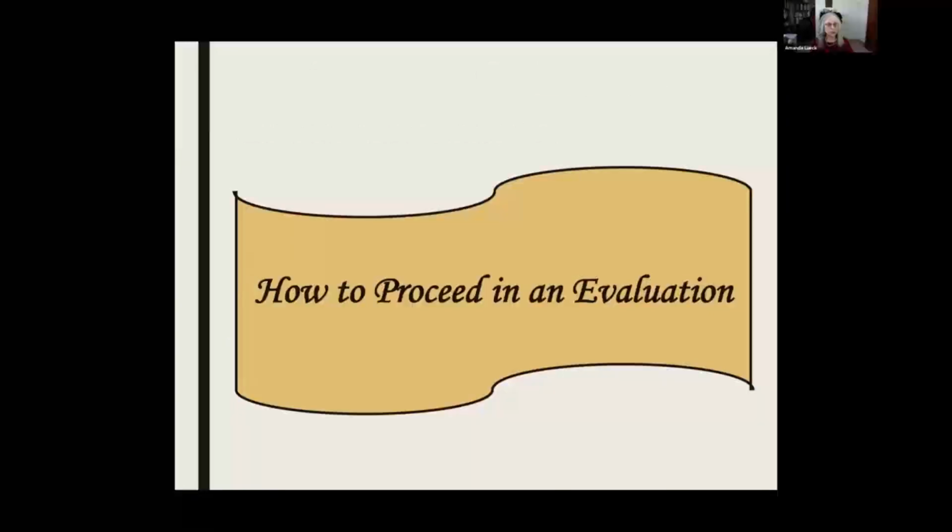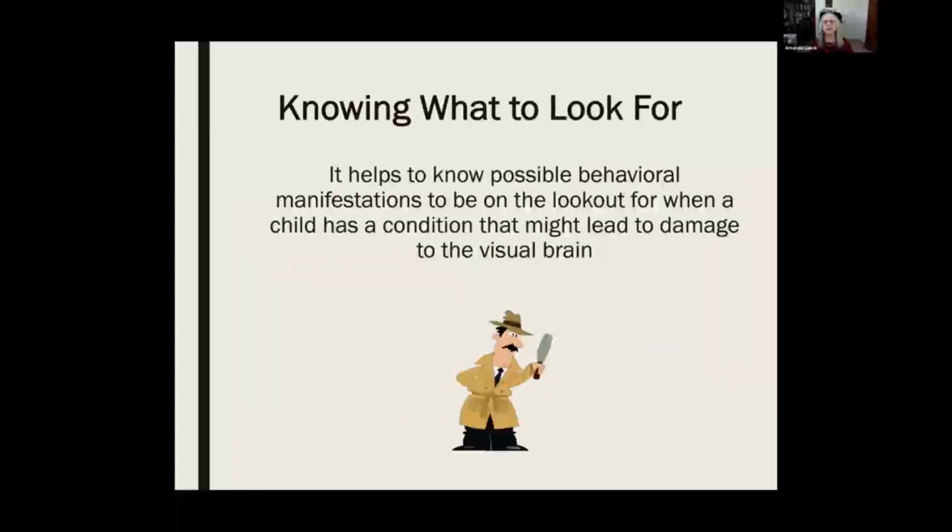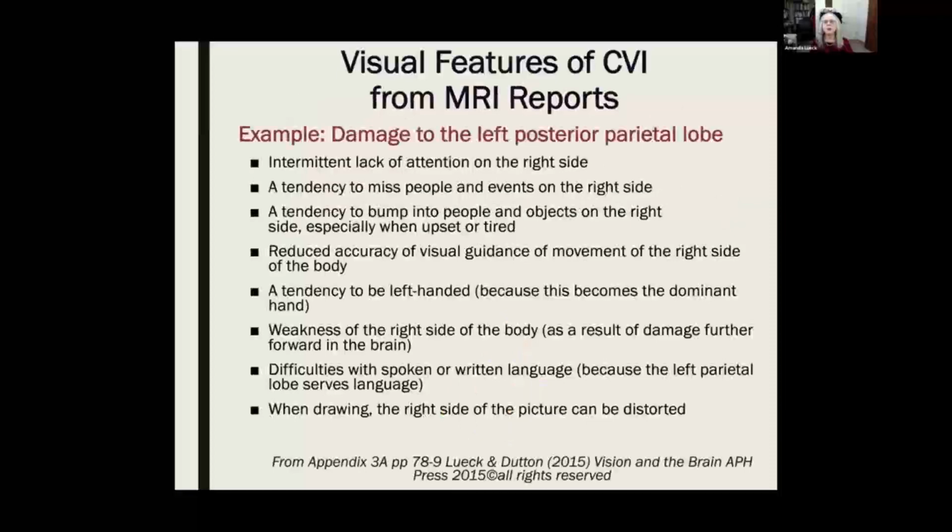Now, how to proceed in an evaluation. We've talked before that it helps to know possible behavior manifestations to be on the lookout for when a child has a condition that might lead to damage to the visual brain. So we can look for visual features of CVI from MRI reports. And in the book, Vision in the Brain, in Appendix 3A, there's a whole list of these things to be on the lookout for. And here's an example.